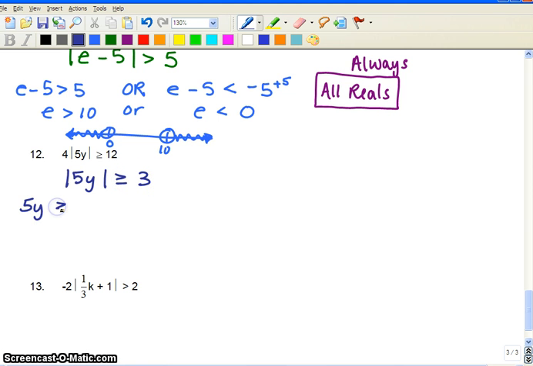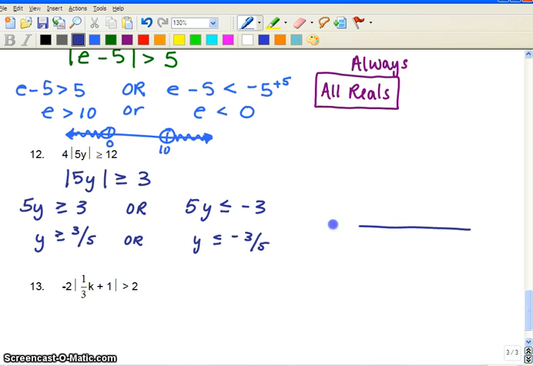5y is greater than or equal to 3, or, because it's greater than, 5y is less than or equal to negative 3. Y is greater than or equal to 3/5, or y is less than or equal to negative 3/5. Or problems, you go straight to the graph.